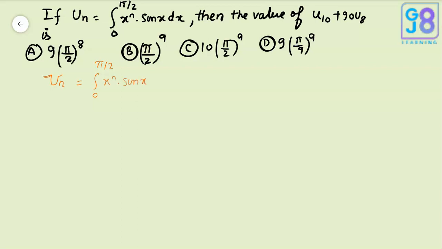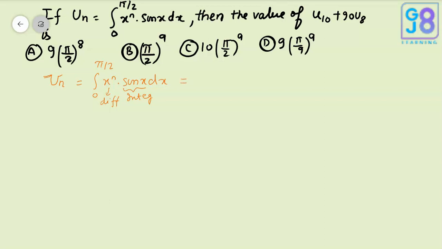So we write u_n equals integral 0 to pi by 2 of x to the power of n times sin x dx. Now, like in any other reduction formula problem, in the majority of cases it is integration by parts that we use to simplify the problem.